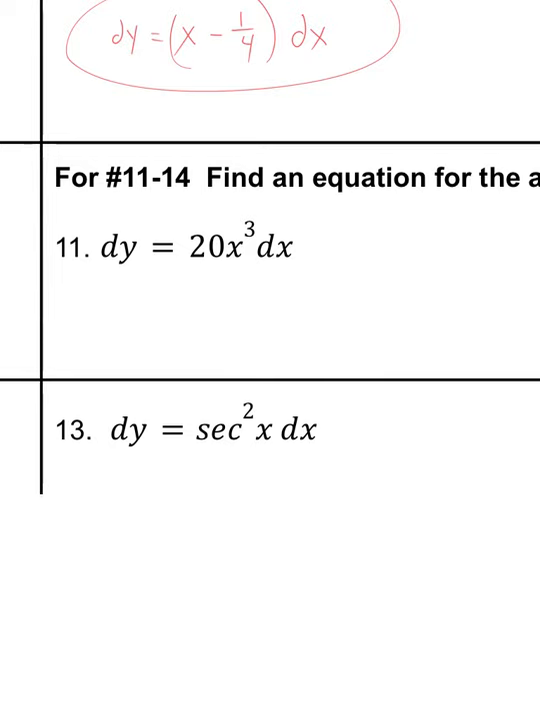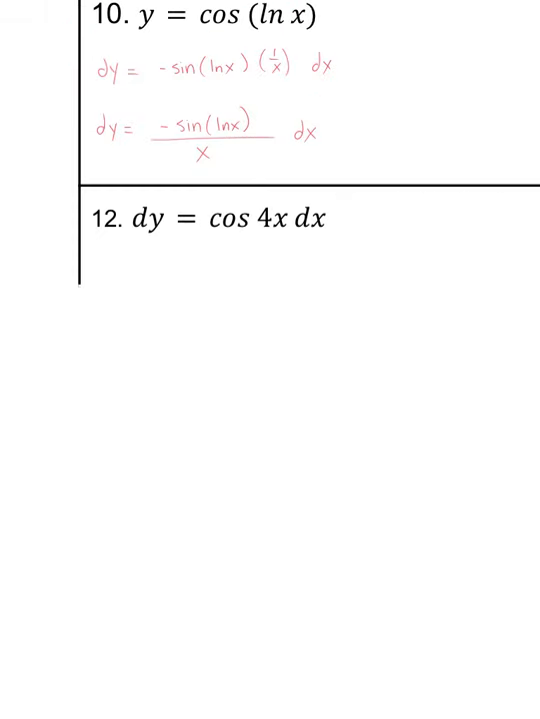Okay, for the last three, we're going to take the antiderivative. So we have to undo our differential. So dy is going to become y. To undo the power rule, I'm going backwards. I have to add 1 to my exponent. So that's going to become something x to the 4th. All right, and then I ask myself, 4 times what will give me 20? And that has to be a 5. And on the end of every antiderivative is plus c. There we go, undoing the power rule.